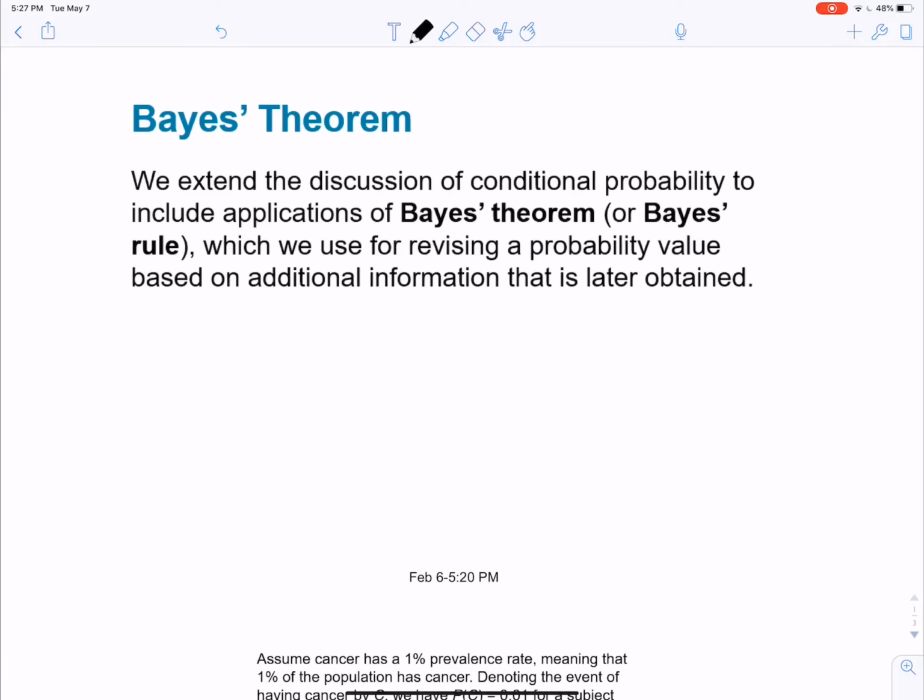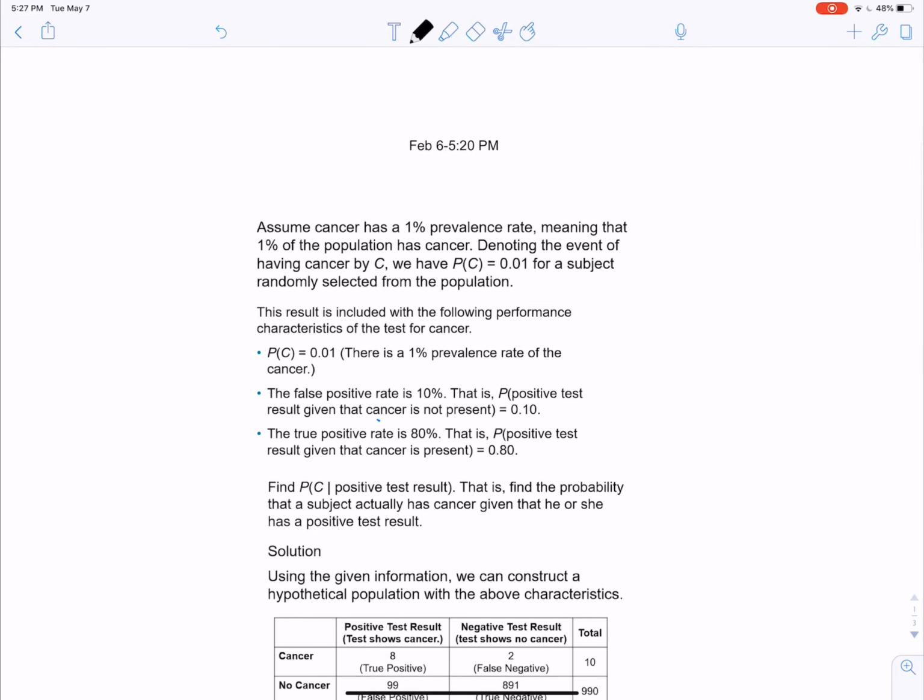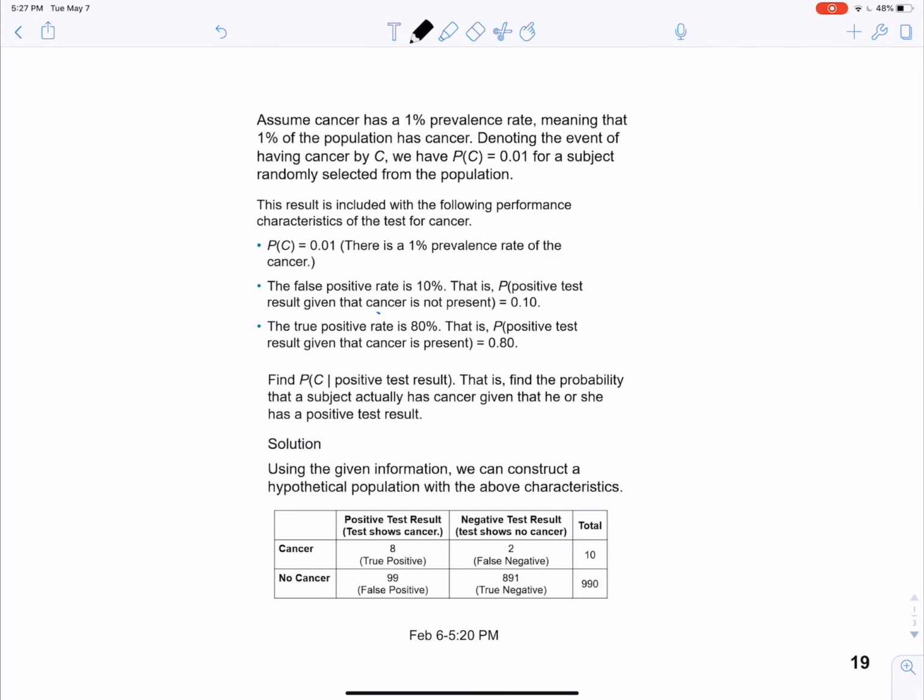Now that we've talked about conditional probability, we're going to look at applications of Bayes' theorem, which we use for revising a probability value based on additional information that is later obtained. We're going to look at an example that started for us first.